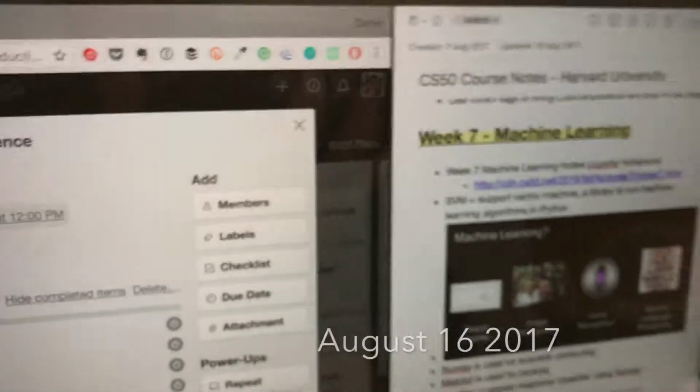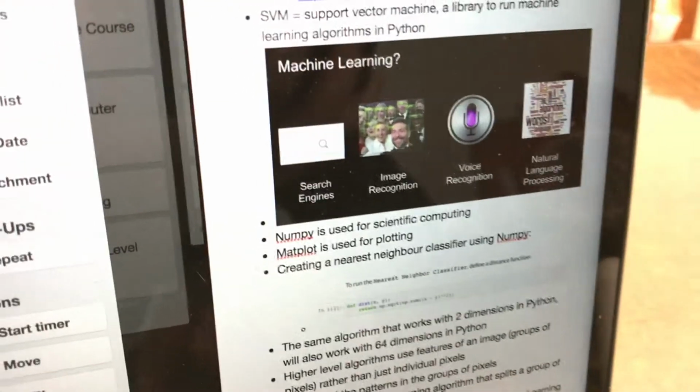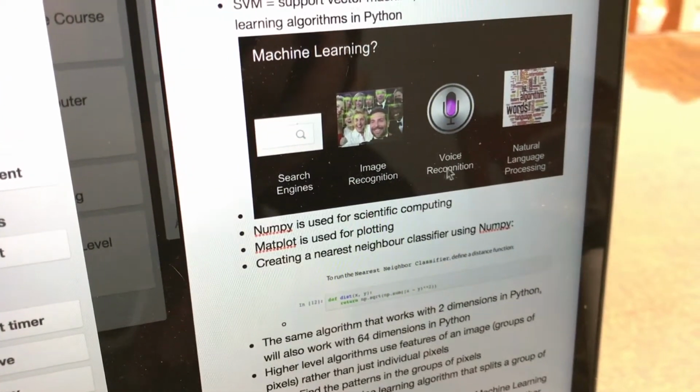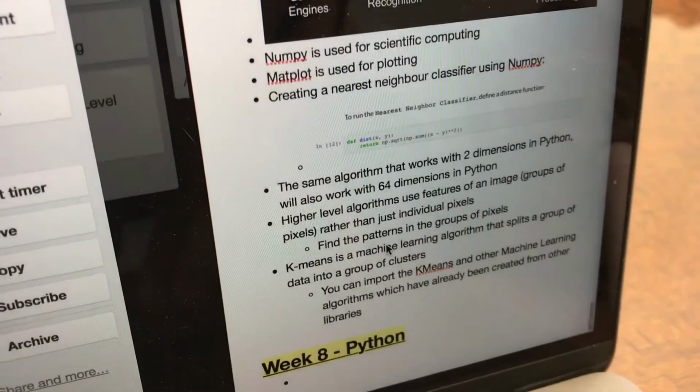Just finished week 7 of the CS50 course. It was on machine learning, so things like search engines, image recognition, voice recognition, natural language processing, and just a few notes here on what's going on. There's actually a cool story there about Tesla's autopilot and the technologies it uses in machine learning. So I really enjoyed this lecture actually. It was a brief introduction to machine learning, but I've learnt through Coursera and the deep learning course I've been doing on Udacity, which I've graduated from recently, more in-depth stuff on machine learning.